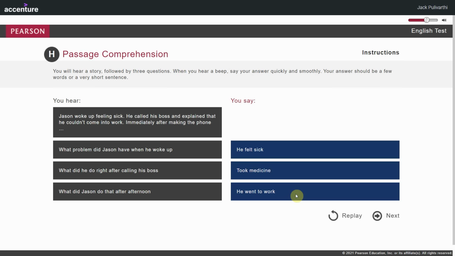Part H. Passage Comprehension. You will hear a story, followed by 3 questions. Your answer should be a few words or a very short sentence. Say your answers quickly and smoothly. For example, a voice says, "Jason woke up feeling sick. He called his boss and explained that he couldn't come in to work." Immediately after making the phone call, when you hear, "What problem did Jason have when he woke up?" you say, "He felt sick."